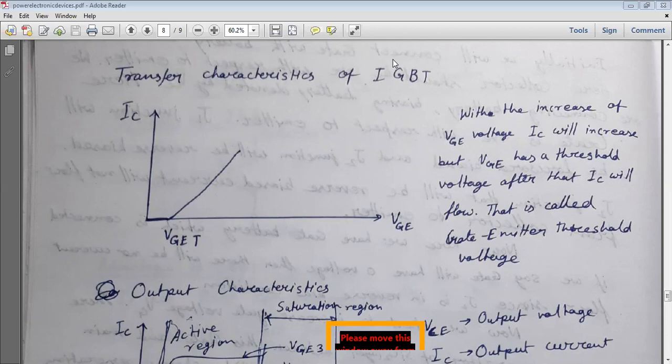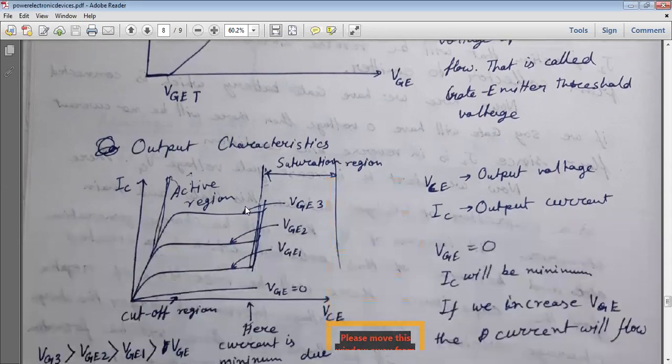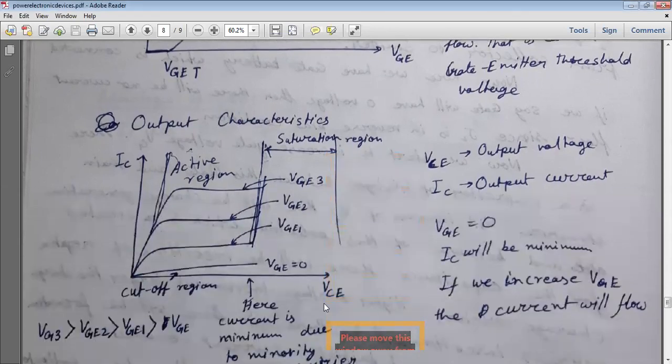Okay, next we will discuss the output characteristics. This is the output characteristics. It is between output voltage versus output current, that is, collector emitter voltage versus collector current. Here, when the gate voltage is 0, IC will be minimum. If we increase VGE, the current will flow.